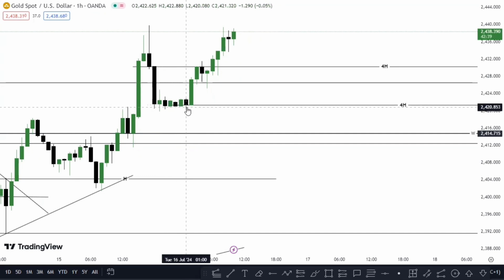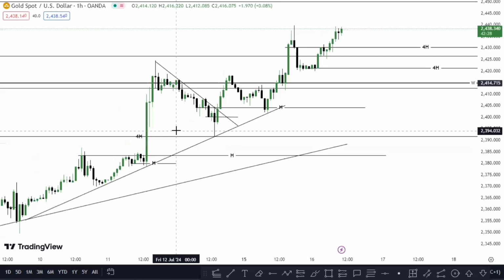Yesterday to around 1 a.m. this morning, price just ranged. Price was just at this level, ranging at this level. That's nice, impressive. So for now, let's see.